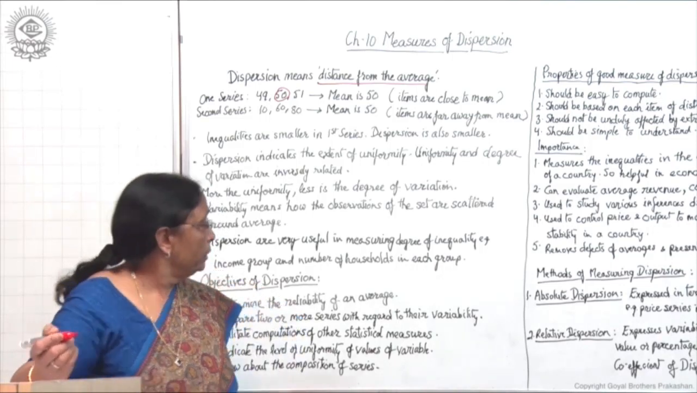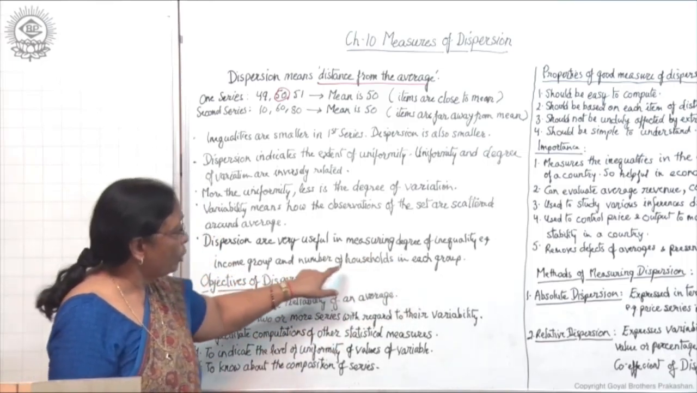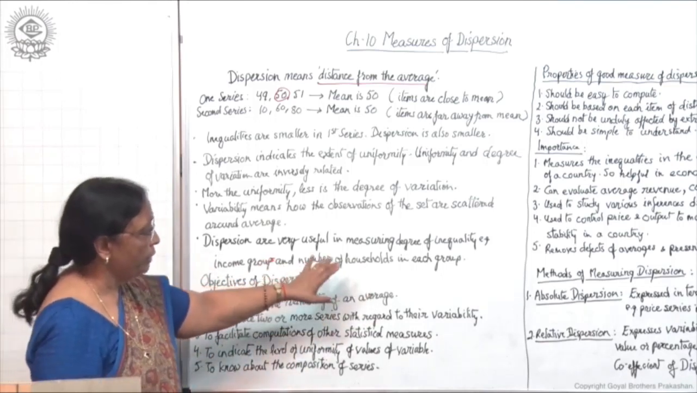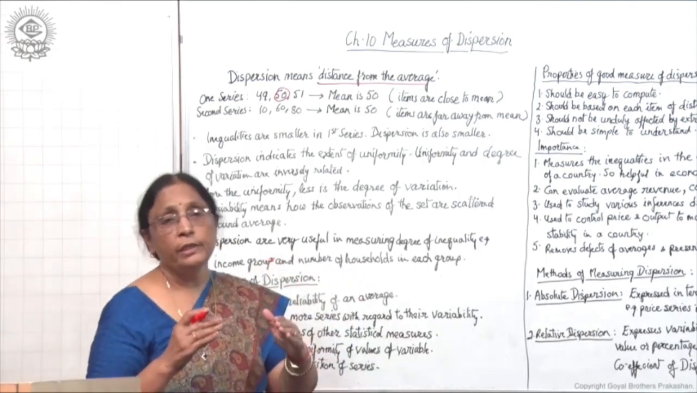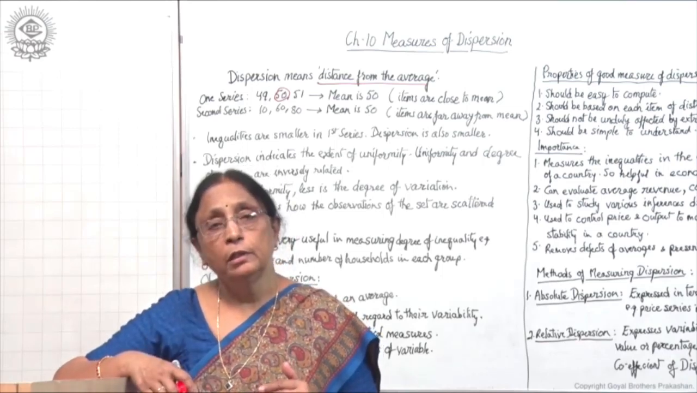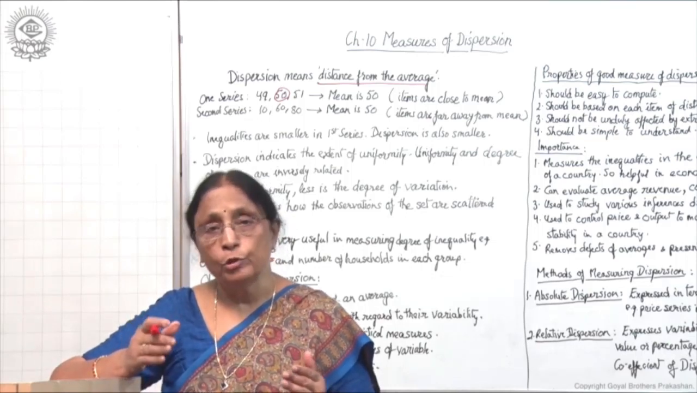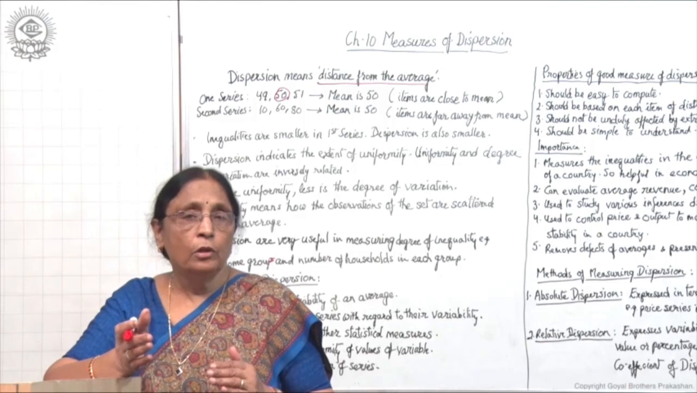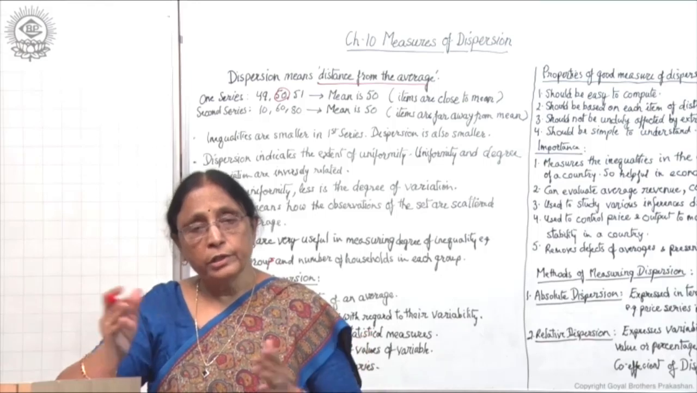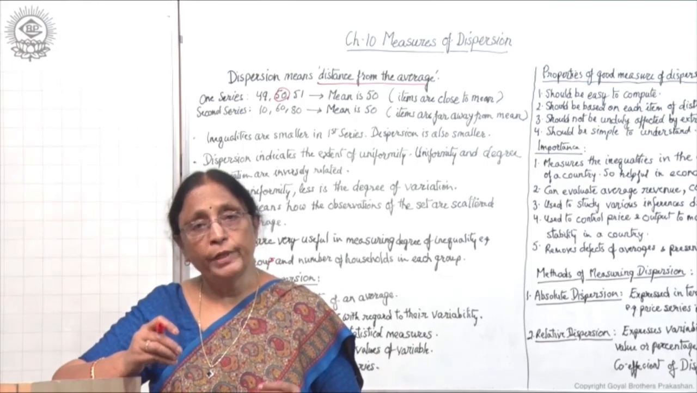Now, for example, if the data given to you has different income groups and the number of households in each group, then you can easily find out with the help of measures of dispersion what the inequality of income is. Whether all the households are getting almost the same income, very close to each other, or whether the data shows a vast inequality of income. In this way, measures of dispersion will give you a better picture.